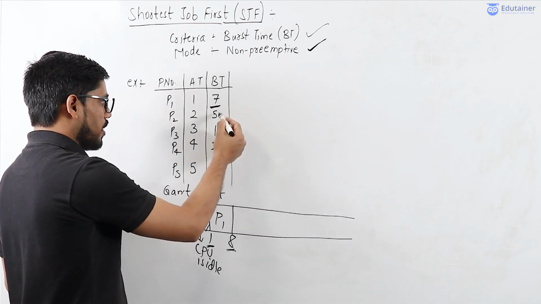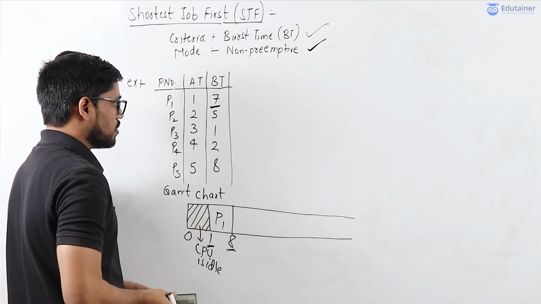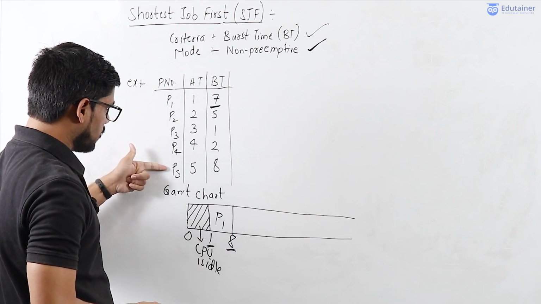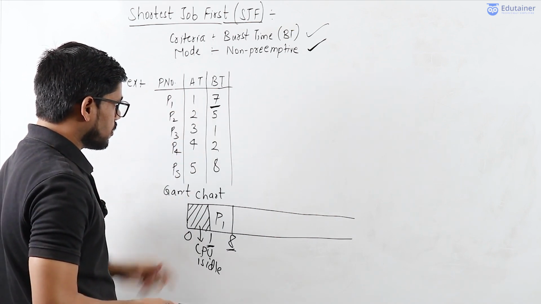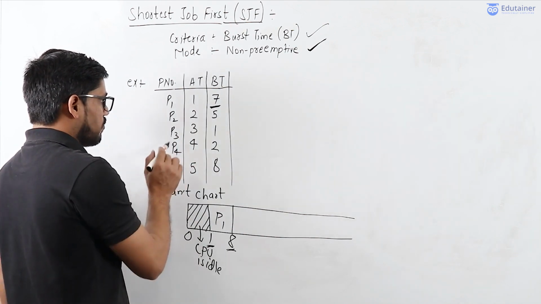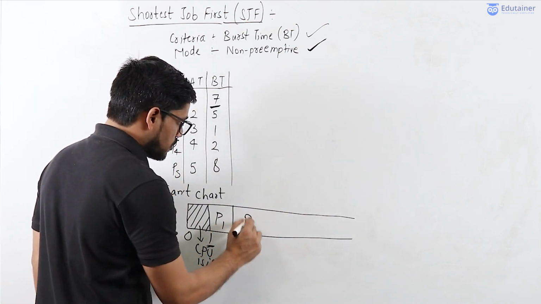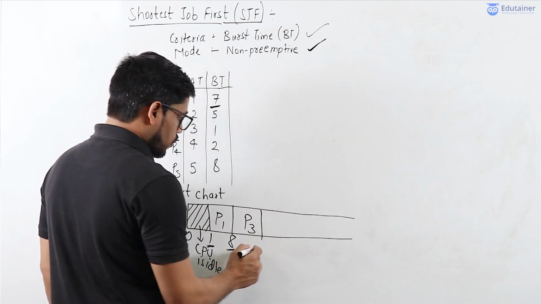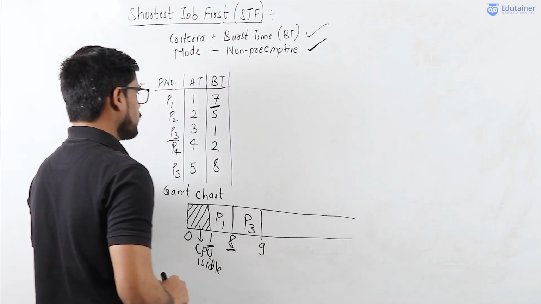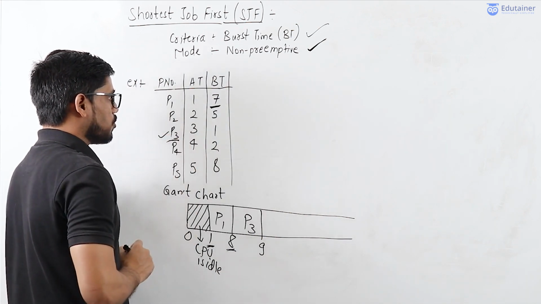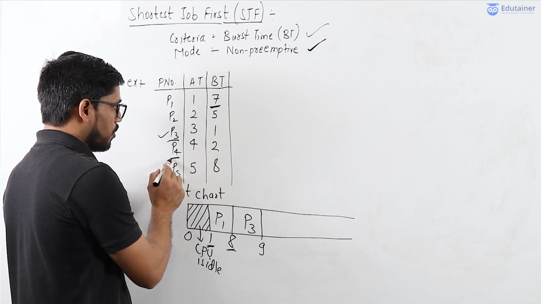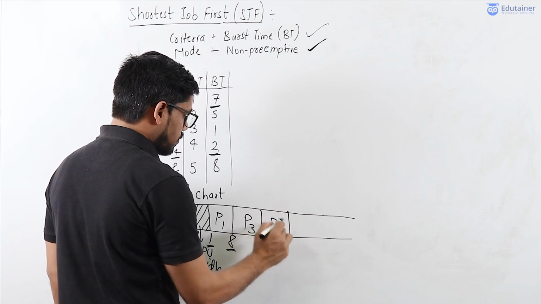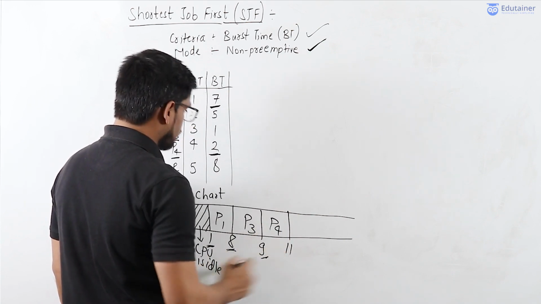So now we have the freedom to choose the process which has the least burst time. Among processes P2 to P5, which process has the least burst time? Process P3 has the least burst time. So the next chosen process will be process P3, and its burst time is 1. So 8 plus 1 is 9. After P3, the next process is P4 because it requires 2 units of time, and 9 plus 2 is 11.